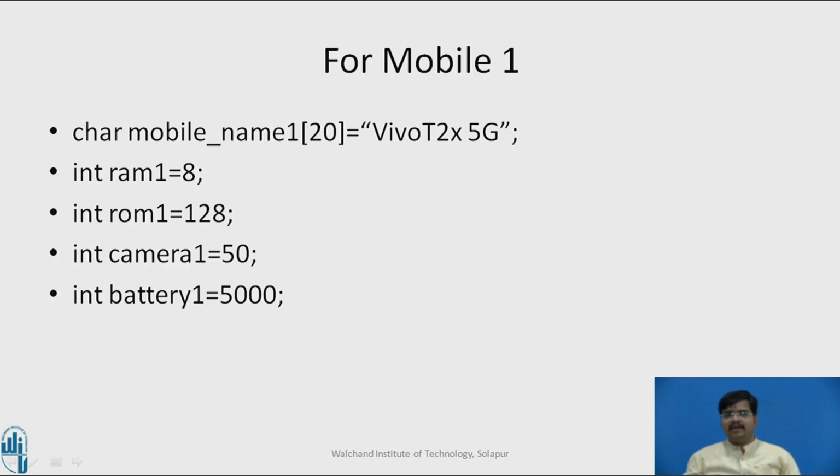So how can I do this? For mobile 1, I will create variables like mobile name 1, RAM 1, ROM 1, camera 1 and battery 1, and I will assign particular values to them. So for mobile 1, I need a total of 5 variables to store all this information.